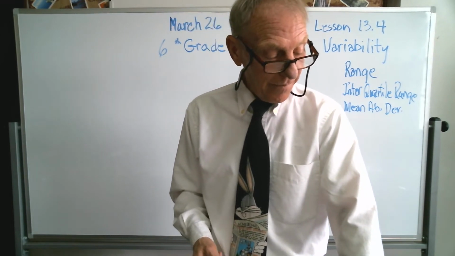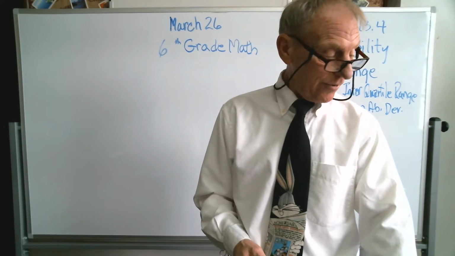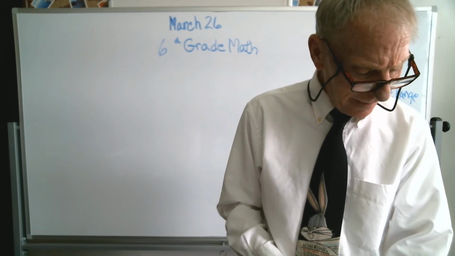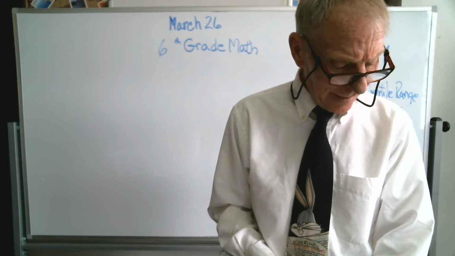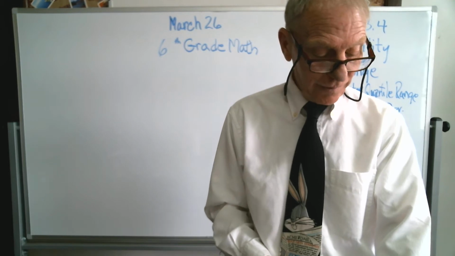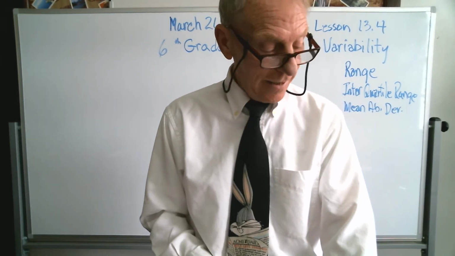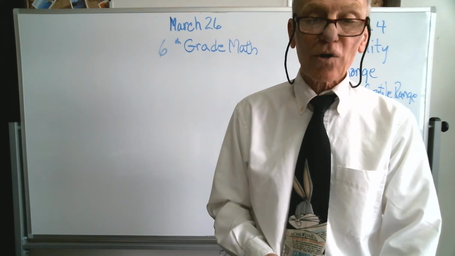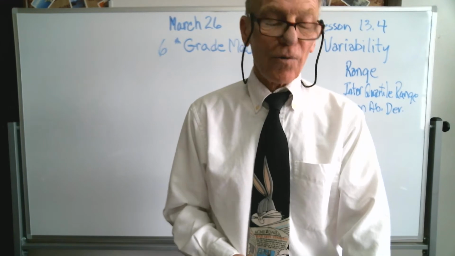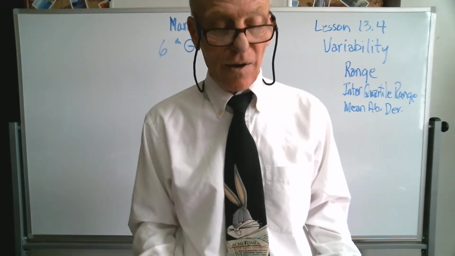So to answer their question, if you look at it, store A has a higher range. Its range is 126 versus store B's 90. But when you look at the interquartile range, store B has a higher range. So it has a greater interquartile range.